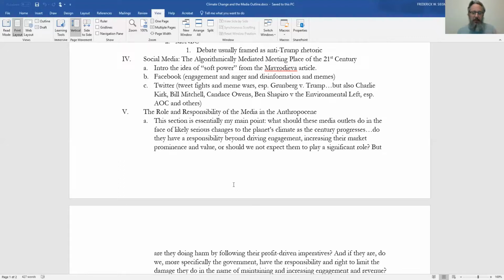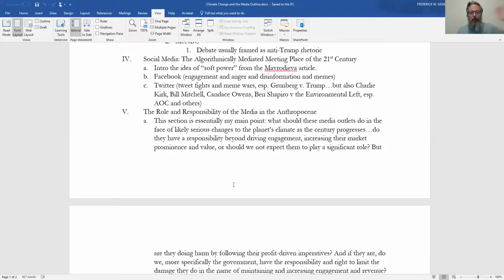Then Twitter, same thing. Twitter is similar, but I'm going to talk about tweet fights, because a lot of times we have tweet fights and meme wars. Somebody tweets something and somebody else tweets something back at them, and it goes back and forth. So I have Greta Thunberg, when she was named, you know, she went back and forth with Trump, and he would say something and she would say something back. It's this little tweet war, which was really silly.